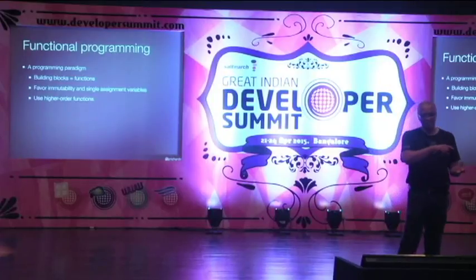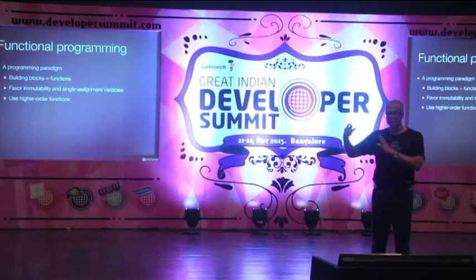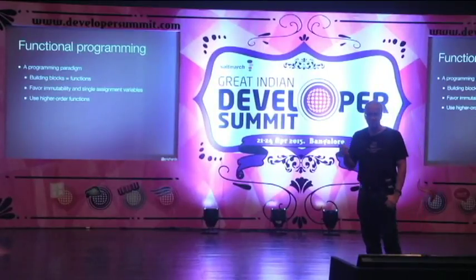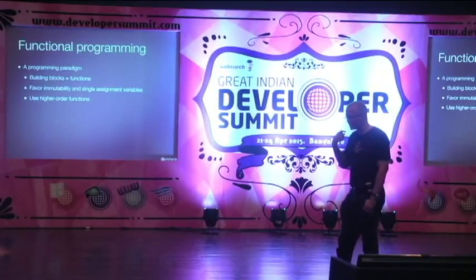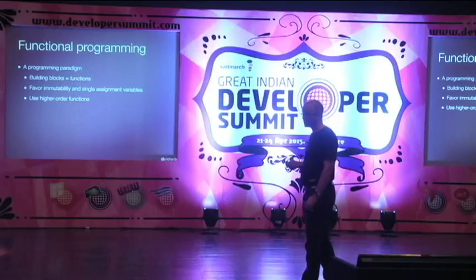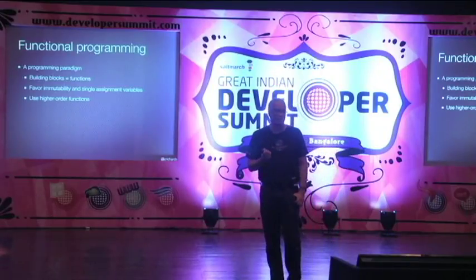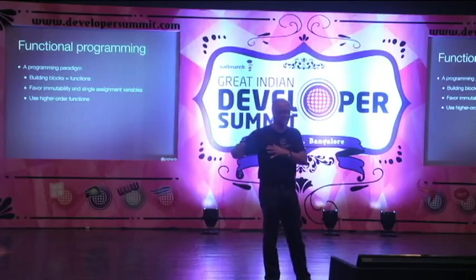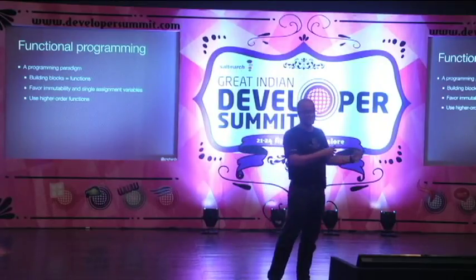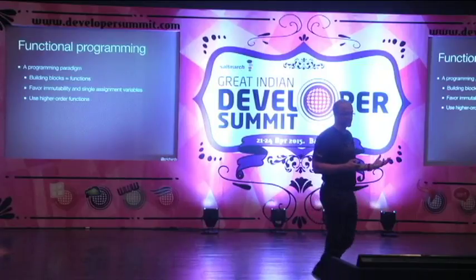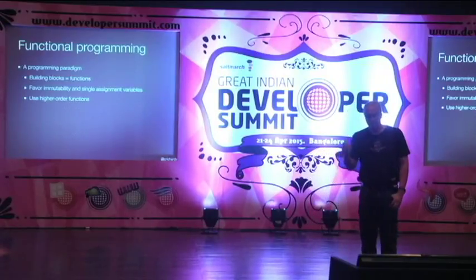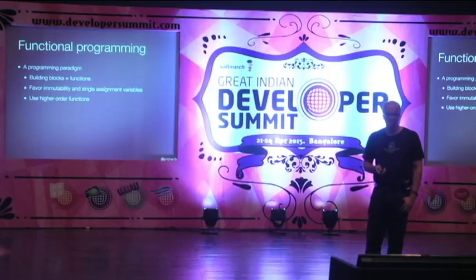So immutable fields and also fields and variables with final on them. And then it's a style of programming where you use what are known as higher order functions, which are functions that take other functions as parameters, and sometimes also return functions as a return value. And you're going to see a lot of higher order functions throughout this talk.